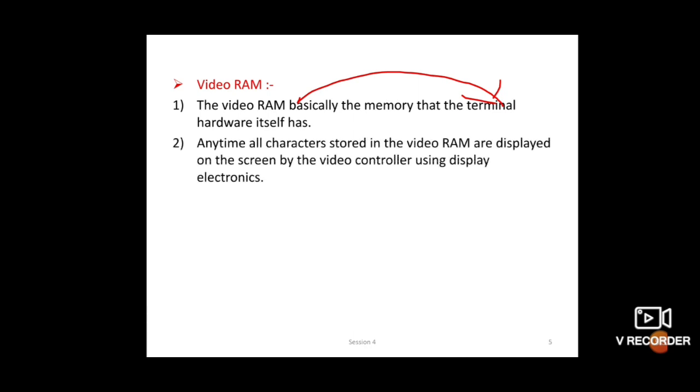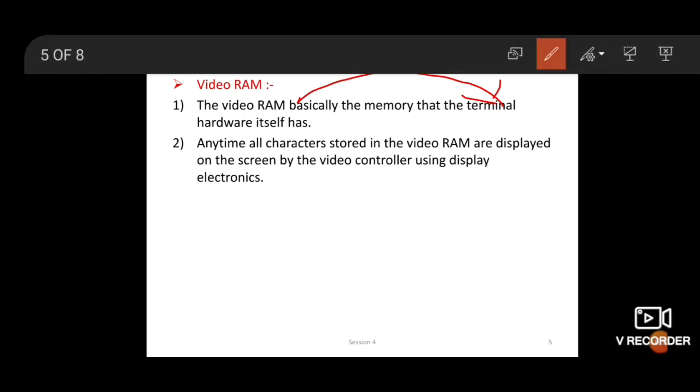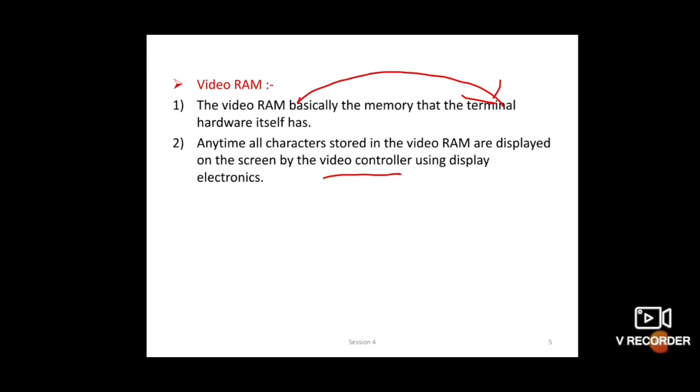Okay, student. Now next, all characters stored in the video RAM are displayed on the screen by the video controller using display electronics. Using display electronics means suppose video or images are coming on the screen. For that, all characters are stored in RAM. Where is it seen? On screen. Who can display it? Video controller. Means through this video controller we can display all data.